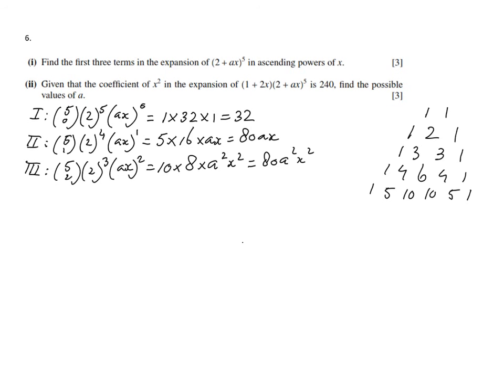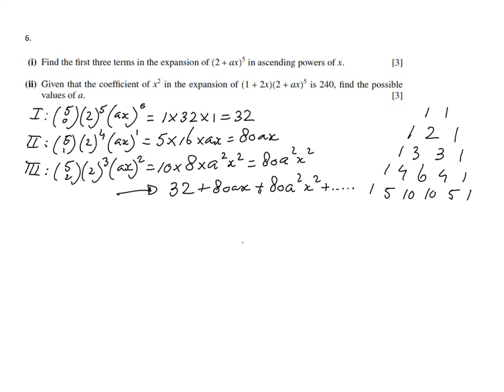Yeah, so those are the first 3 terms. You might want to write it down horizontally, so 32 plus 80ax, plus again 80a squared x squared. I'm just going to do plus dot dot dot, because I realize these are only the first 3 terms. In total there will be 6.